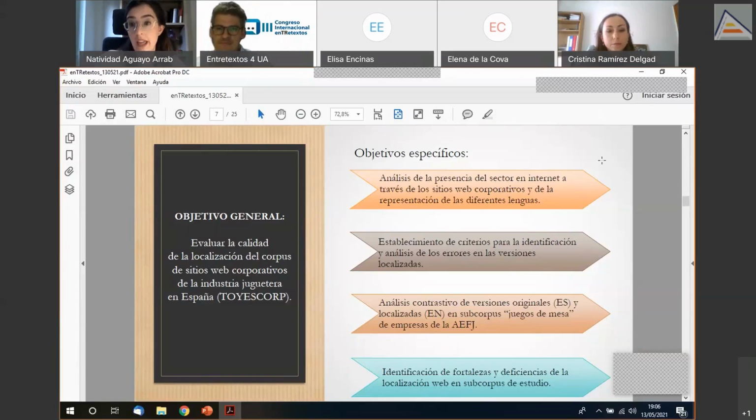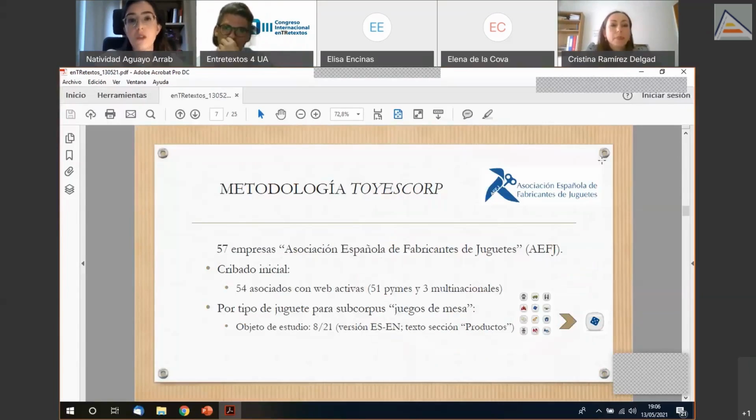Por lo tanto, como resultado tenemos un análisis contrastivo de versiones originales en español y localizadas en inglés en un subcorpus que hemos creado de empresas concretas de esta asociación, pero dedicadas al juego de mesa. Y al final identificaremos fortalezas y deficiencias de esta localización web en el subcorpus de estudio. A continuación, cedo la palabra a mi compañera para que siga describiéndonos el proceso y los resultados del análisis.